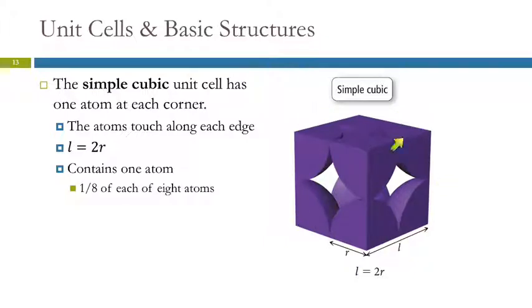One of these units contains 1 atom. It contains an eighth of 8 different atoms, right? You've got 1, 2, 3, 4, 5, 6, 7, 8. So there's 8 atoms, but you only have an eighth of each of them, and so overall it's 1 atom. Any questions?